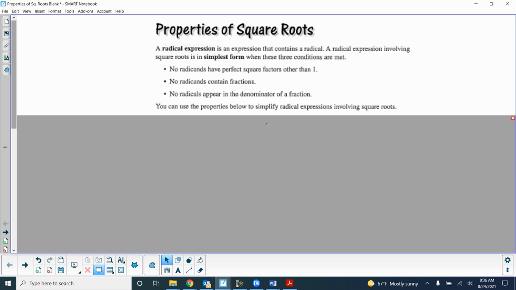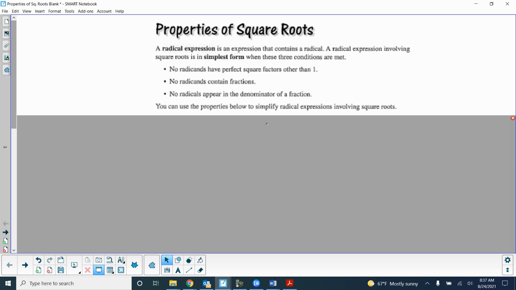A radical expression involving square roots is in simplest form when these three conditions are met. No radicand... what's a radicand? You guys know? Radicand is the number or the term underneath the radical sign. So no radicands have perfect square factors other than 1. No radicands contain fractions. So if there's a fraction under the radical sign, it's not in simplest radical form yet.